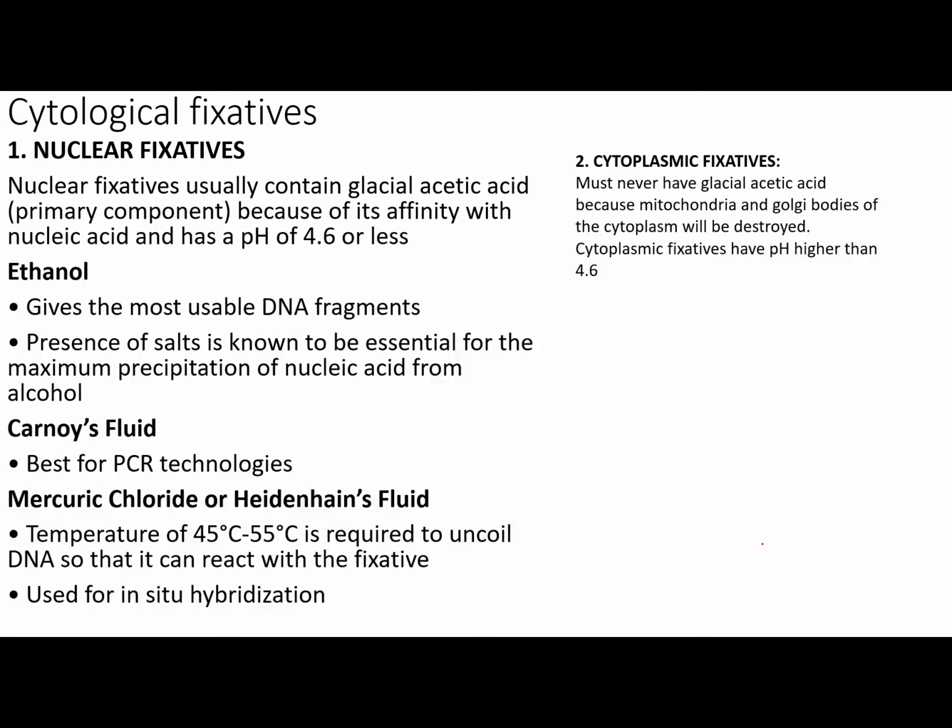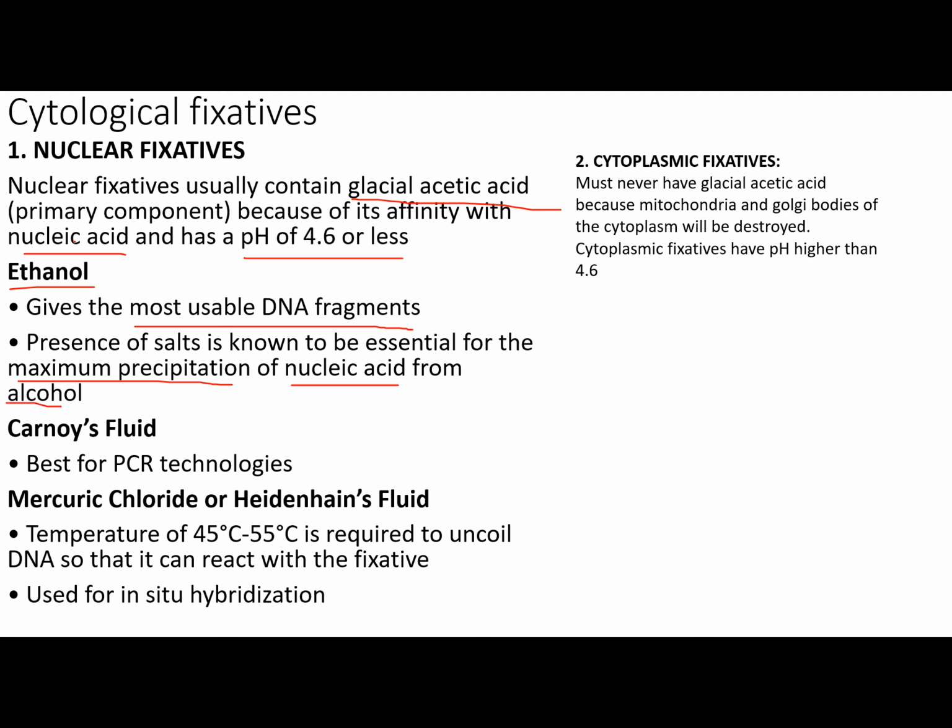Now, nuclear fixatives class would contain glacial acetic acid. Glacial acetic acid class is the primary component. So siya yung major component ng nuclear fixative. The reason is because it has an affinity with nucleic acid and has a pH of 4.6 or less. It would usually contain ethanol. Ethanol gives the most usable DNA fragment. The presence of salts is known to be essential for the maximum precipitation of nucleic acid from alcohol.